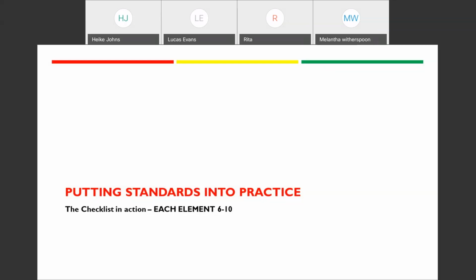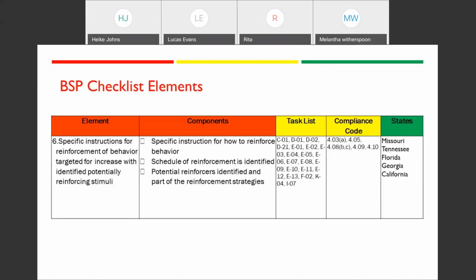So just as a quick refresher about what we're doing here, I'm going to take us through this first example and we'll get started. This is for checklist item number 6. Again, we're starting in the middle of the form.